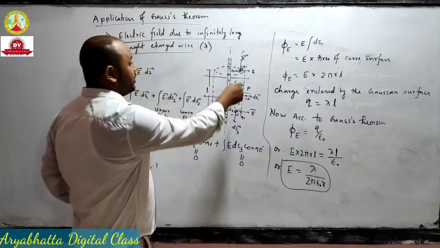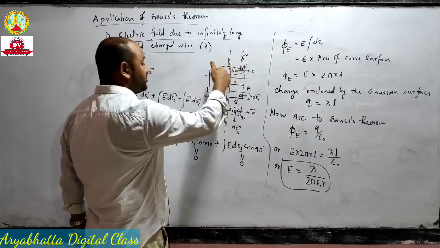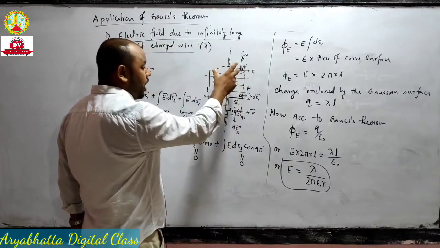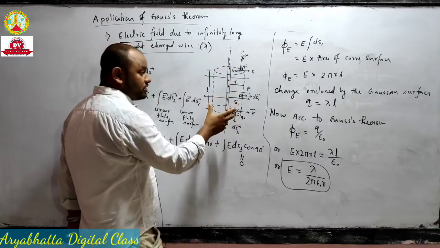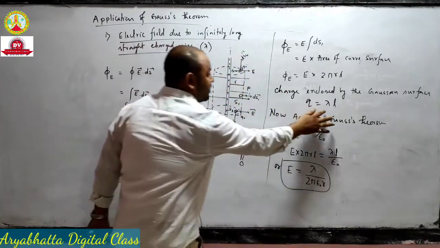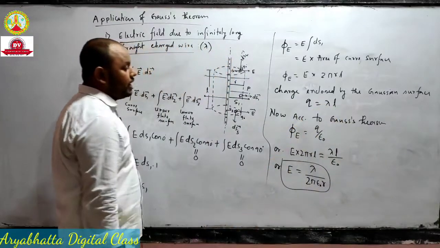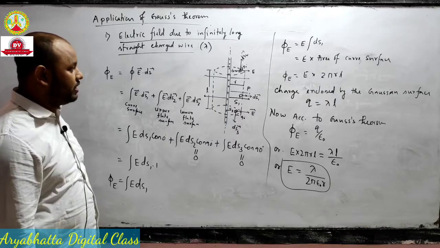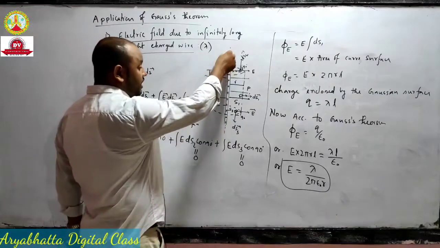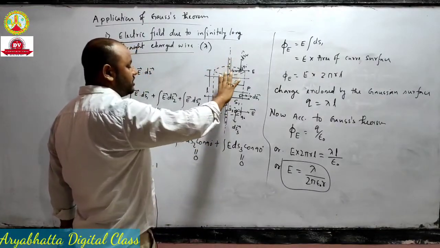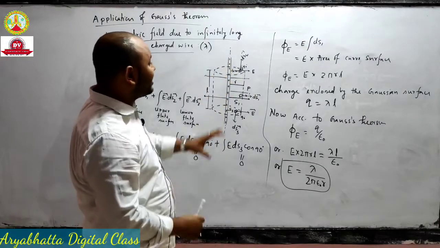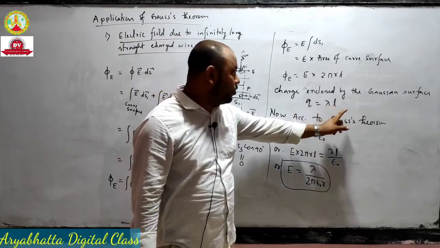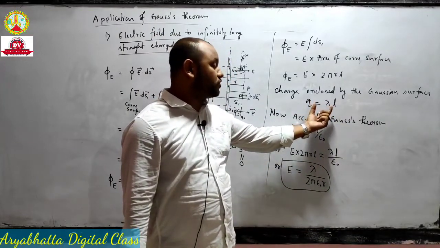Here this cylinder is the Gaussian surface, and inside this cylinder how much charge is there? The amount of charge present inside the cylinder is lambda into L. What is this lambda? Lambda is the linear charge density, that means the charge per unit length. Inside this cylinder, L length is there, and in that length L the charge Q will be equal to lambda into L. This is the charge enclosed by the Gaussian surface.